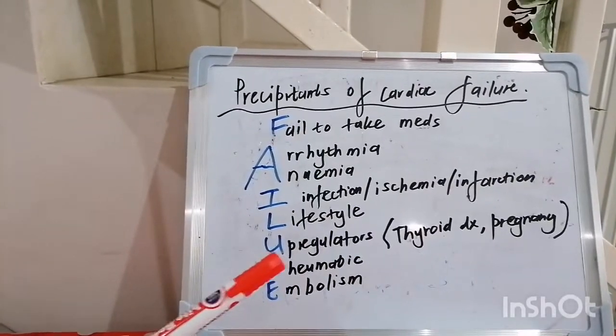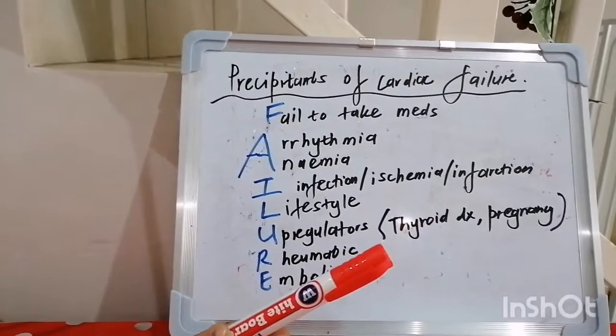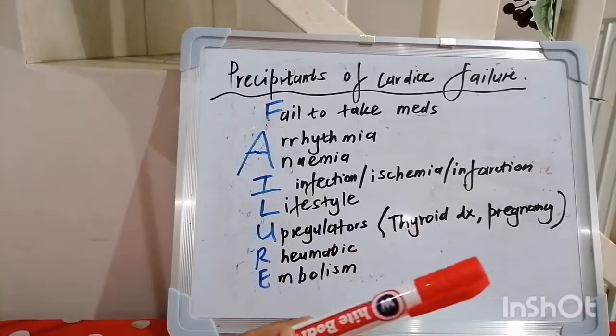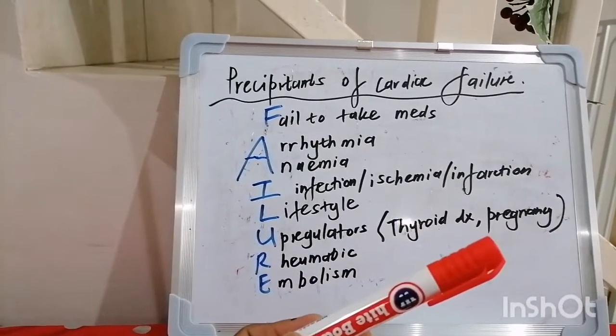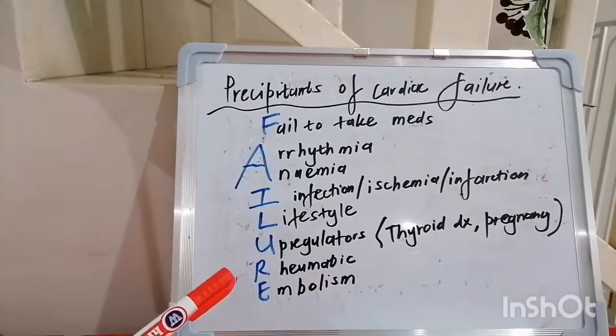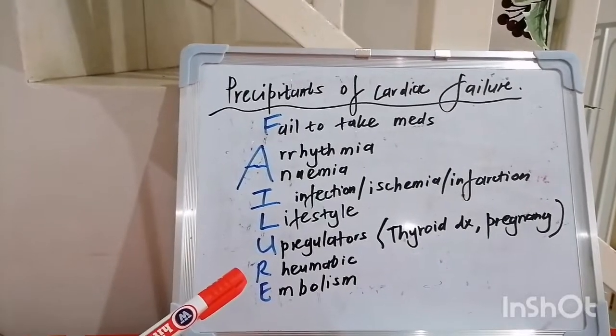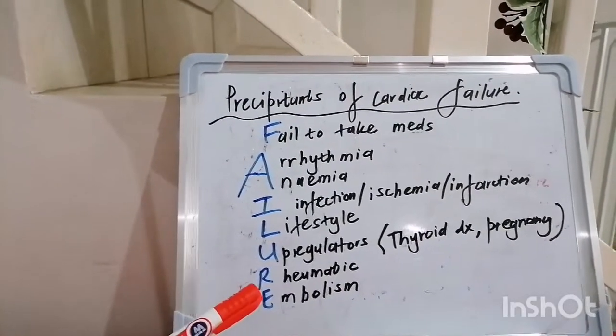U is upregulators or thyroid disease. So both hypo and hyperthyroidism can precipitate heart failure as well as pregnancy, especially in the second trimester. If there's an acute rheumatic valvular lesion, that can cause heart failure or precipitate it. And E stands for embolism.